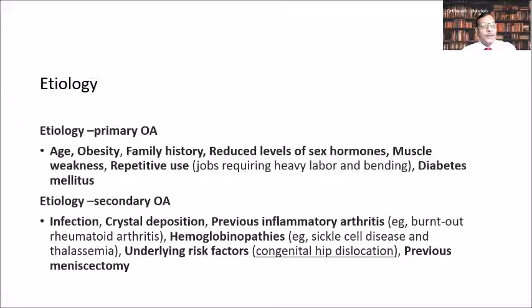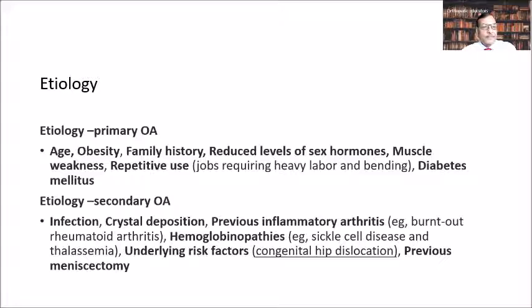Causes of primary OA are age, obesity, family history, reduced levels of the sex hormones, and muscle weakness. Repetitive use must be remembered. It means jobs requiring heavy labor and bending, and we can help the patient understand how to prevent or lessen the progression of the osteoarthritis. Diabetes mellitus is one of them, to name a few.